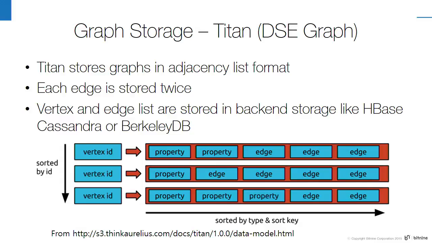The edge list can be very long if there are many adjacent edges to a vertex. And because the list should store all connected edges, one edge must be stored twice in Titan, as an incoming edge and as an outgoing edge.